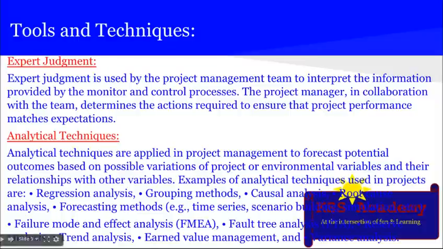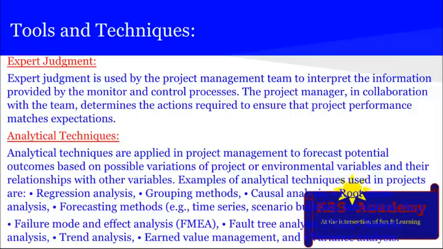The next is tools and techniques. The first technique is expert judgment. Expert judgment is used by the project management team to interpret the information provided by the monitor and control processes. The project manager, in collaboration with the team, determines the actions required to ensure that project performance matches the expectations.